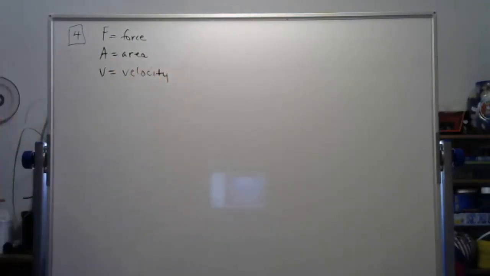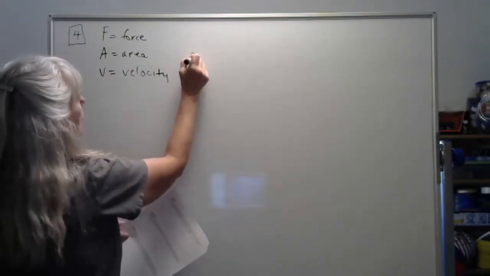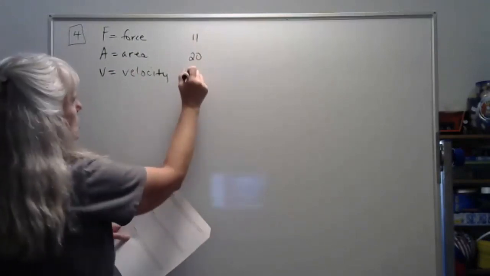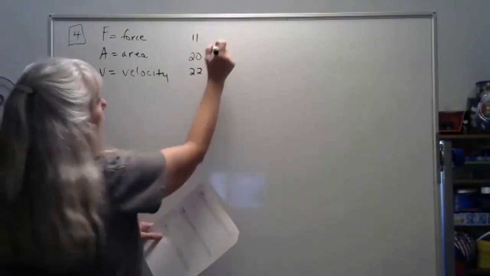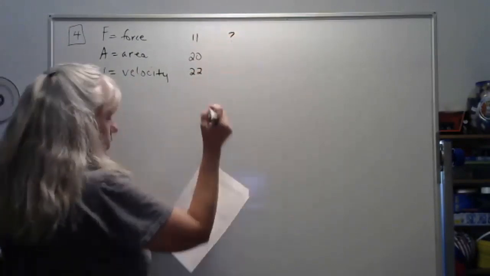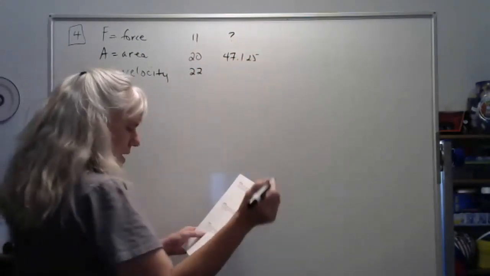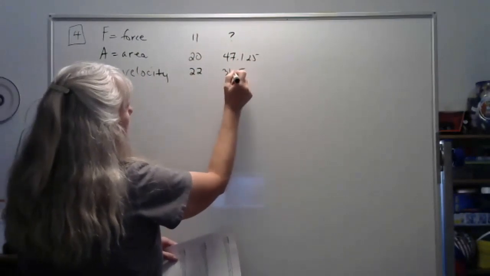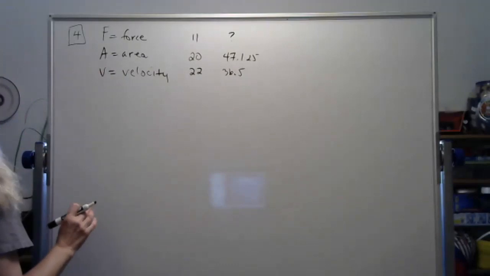Now, just to help organize things, I'm going to put the numbers that they give us. So they tell me that the force on an area of 20 square feet is 11 pounds when it's blowing at 22 miles an hour. It then goes on to ask me to find the force when we're on an area that's 47.125 square feet and the wind is 36.5 miles an hour. So, okay, that's just the data that they're giving us.